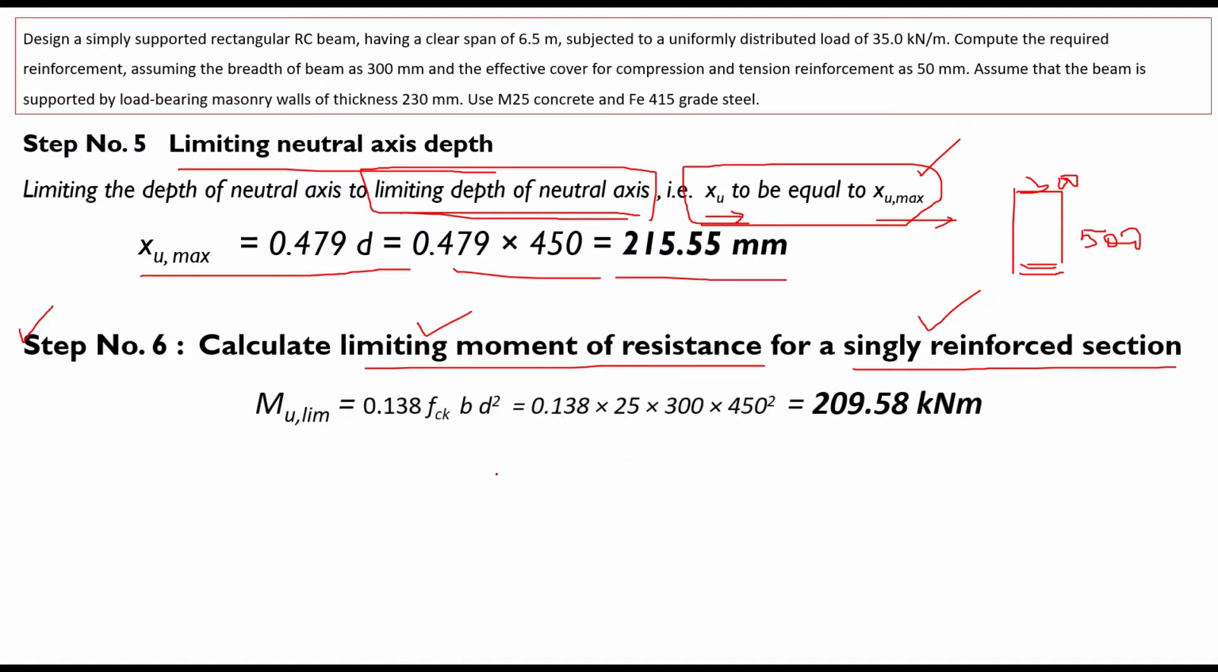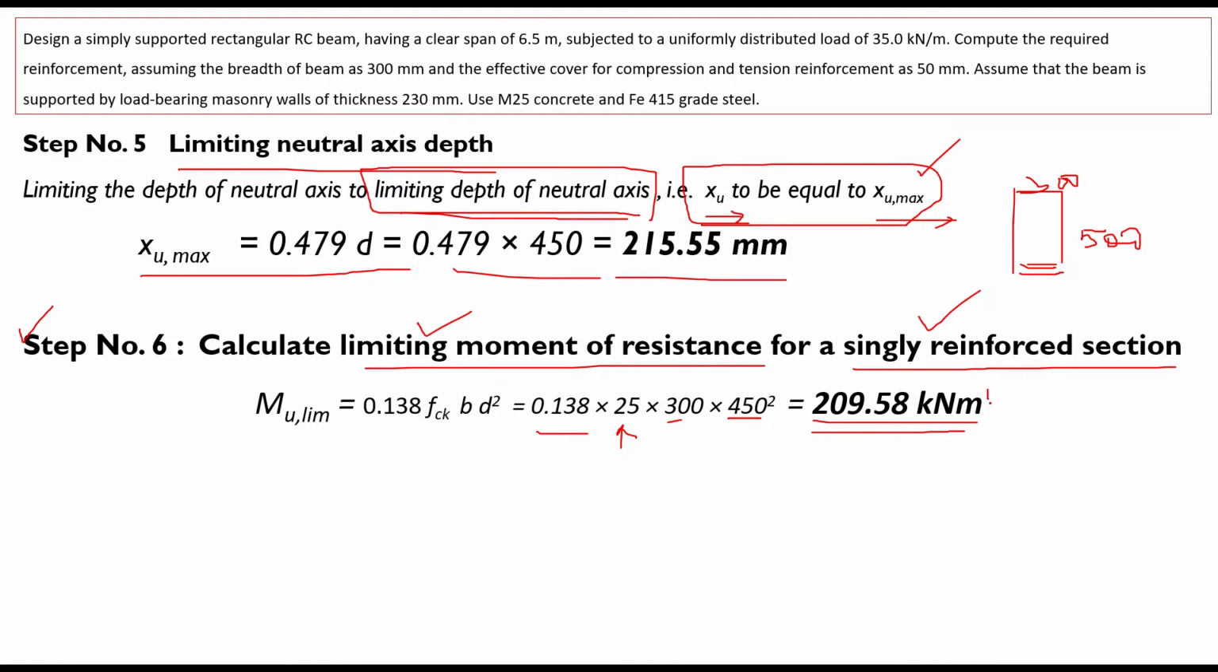We can use the formula 0.138 fck b d square. So 0.138, and fck is 25 because it is M25 grade, width of the section we have taken as 300, and effective depth of the section we have adopted is 450 mm, squared. After doing the calculation you will get Mu limited equal to 209.58 kilonewton meter.